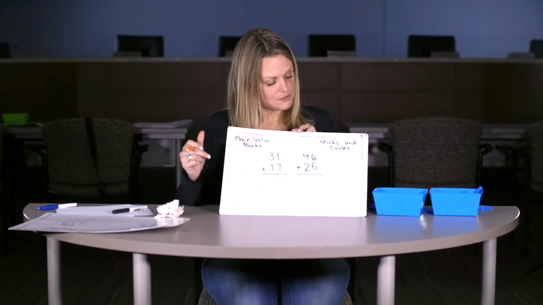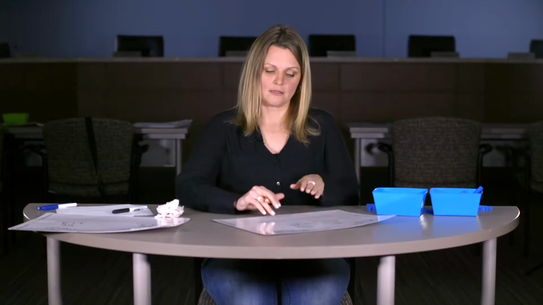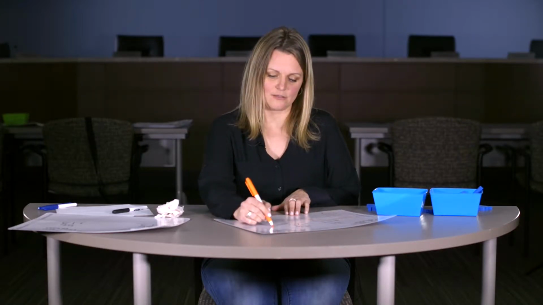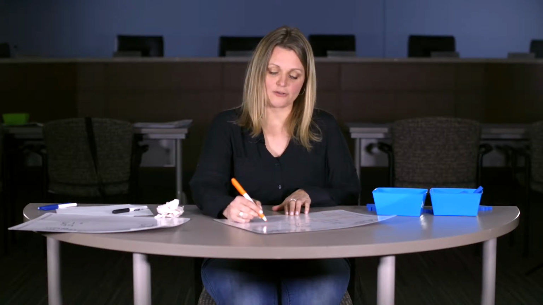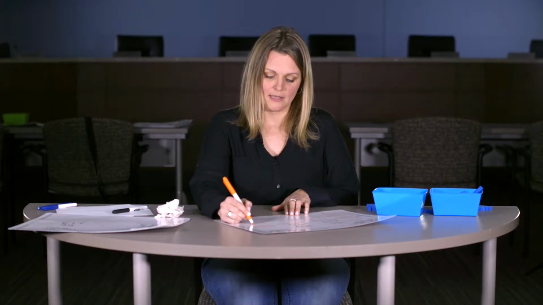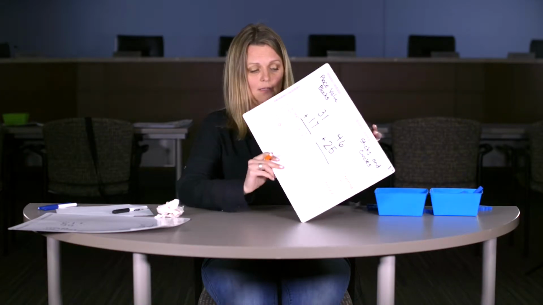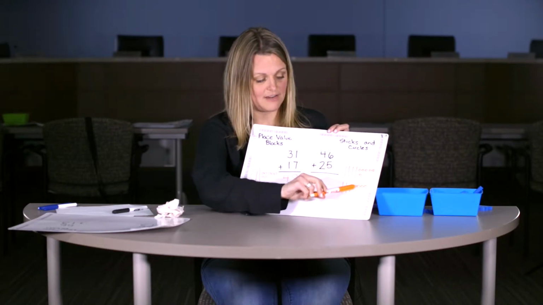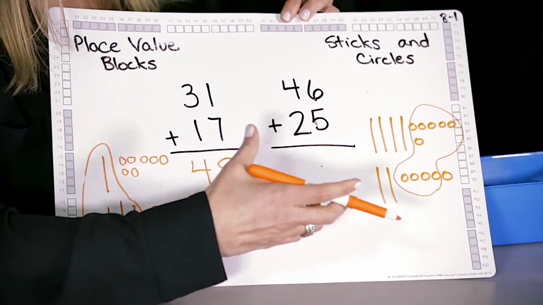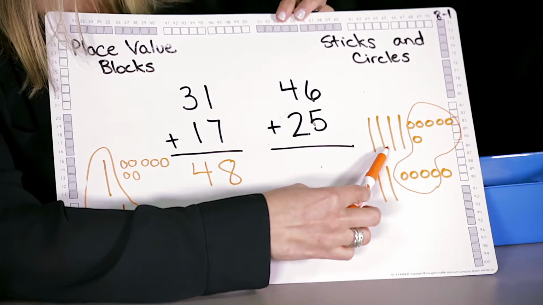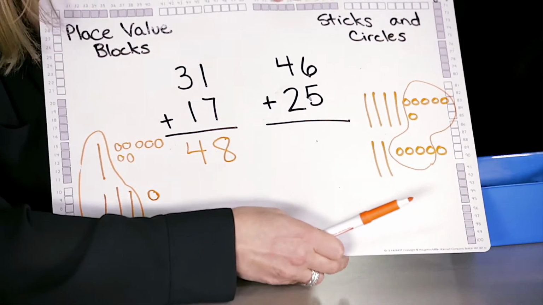and 1. So the students, if they don't have place value blocks, can use their sticks and circles. So they're going to use sticks for their 10s, 10, 20, 30, 40. Then they'll draw their 6 1s. And then they'll draw 25, which would be 10, 20, and then 5 circles to represent their 1s. Now when they add these together, they're going to notice that they have 6, 7, 8, 9, 10. So they're going to circle that to represent a 10. And now when they count their 10s, they're going to have 10, 20, 30, 40, 50, 60, 70, and just 1. So 71 would be their answer.